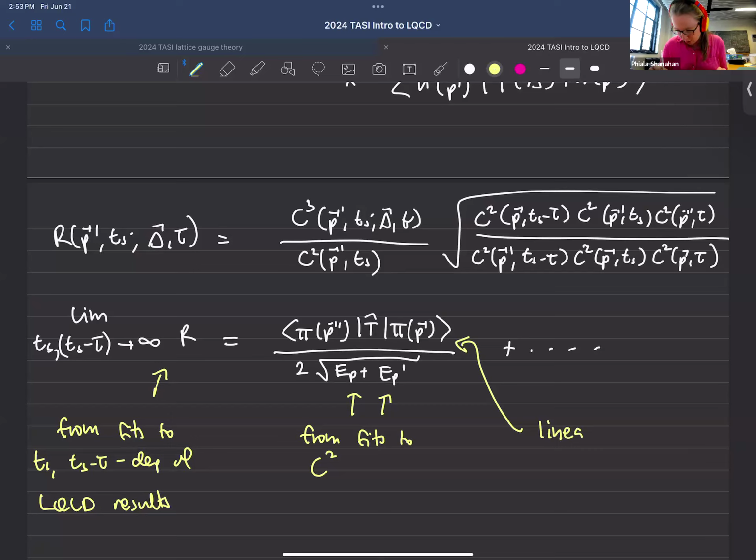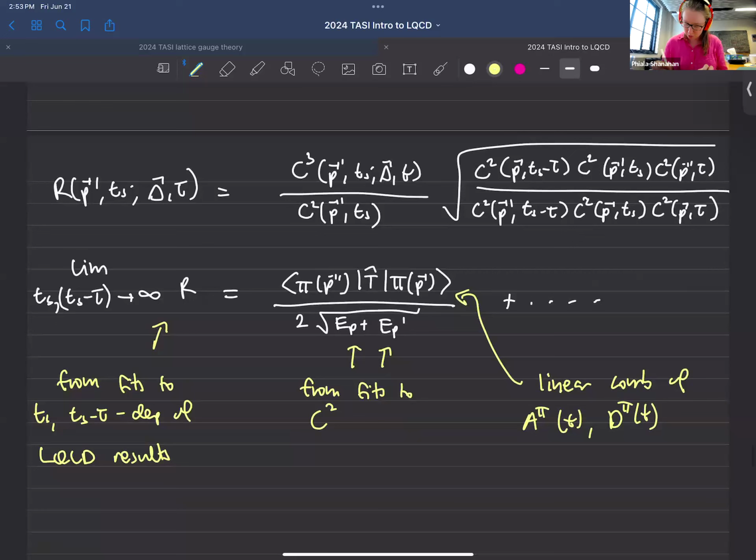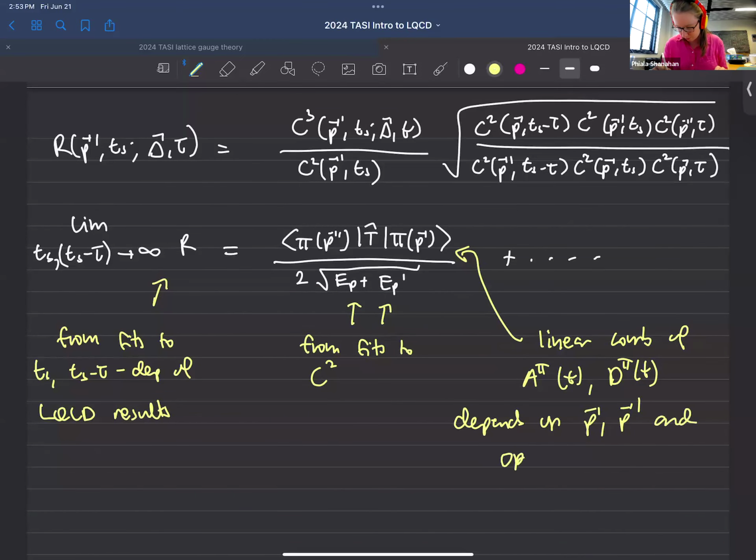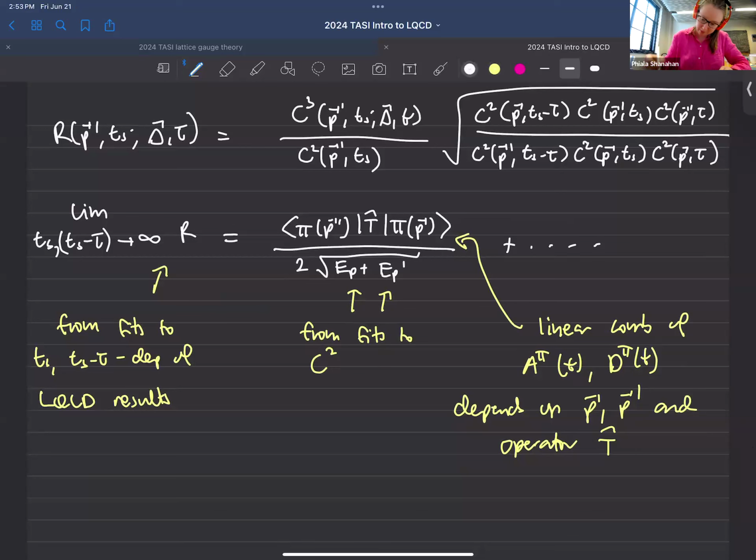That is a linear combination of A pi and D pi. And it depends on P, P prime, and the operator. Okay, so this gives you a system of equations that you need to solve.